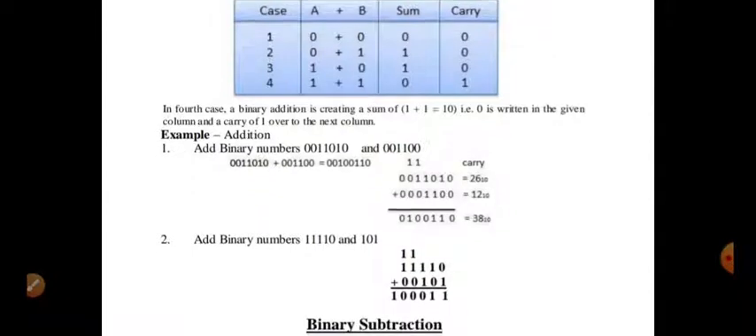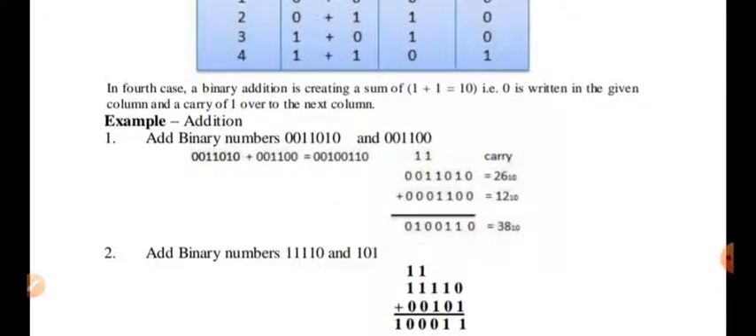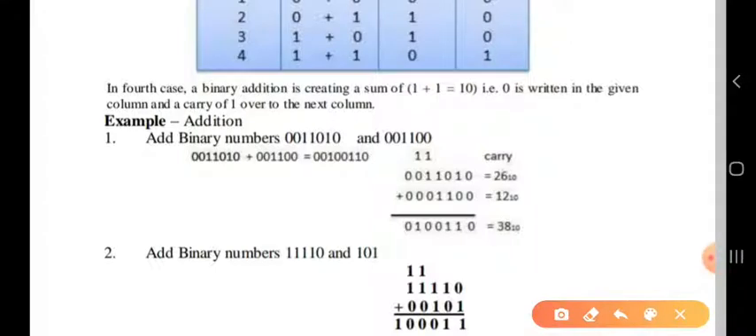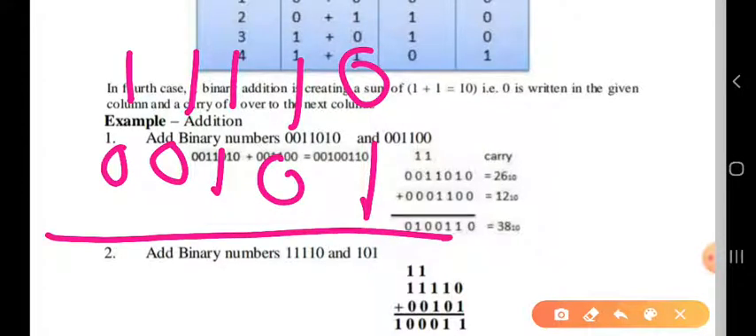One more example, you see. Here one number is 11110 and the other number is 101. The rest of the number will be added as 0. Then 1 plus 1 is 10, so 0 and 1 is carry.